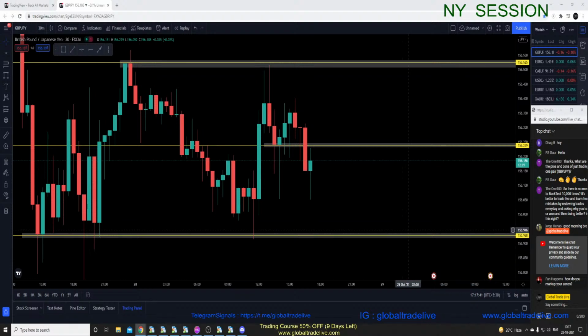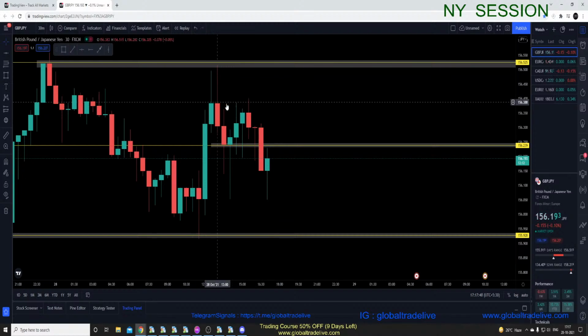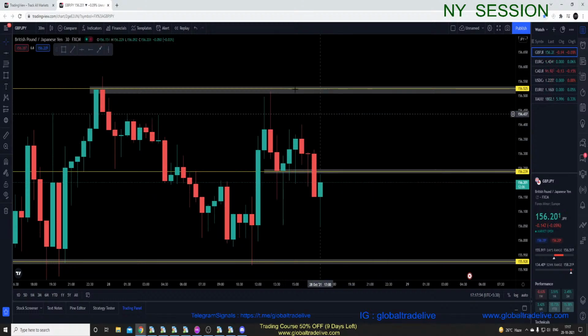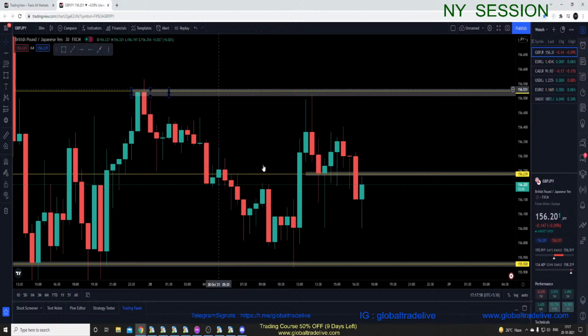Someone is asking, how do you mark up your zones? By the bodies over here. Let me just mark it again. Suppose when I came to the chart over here, there were no zones marked.